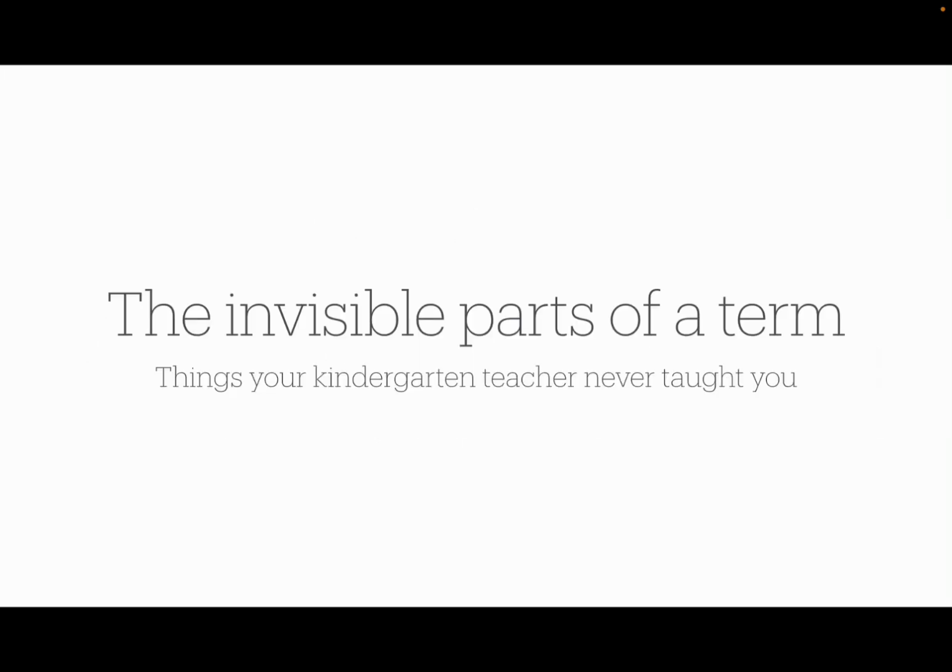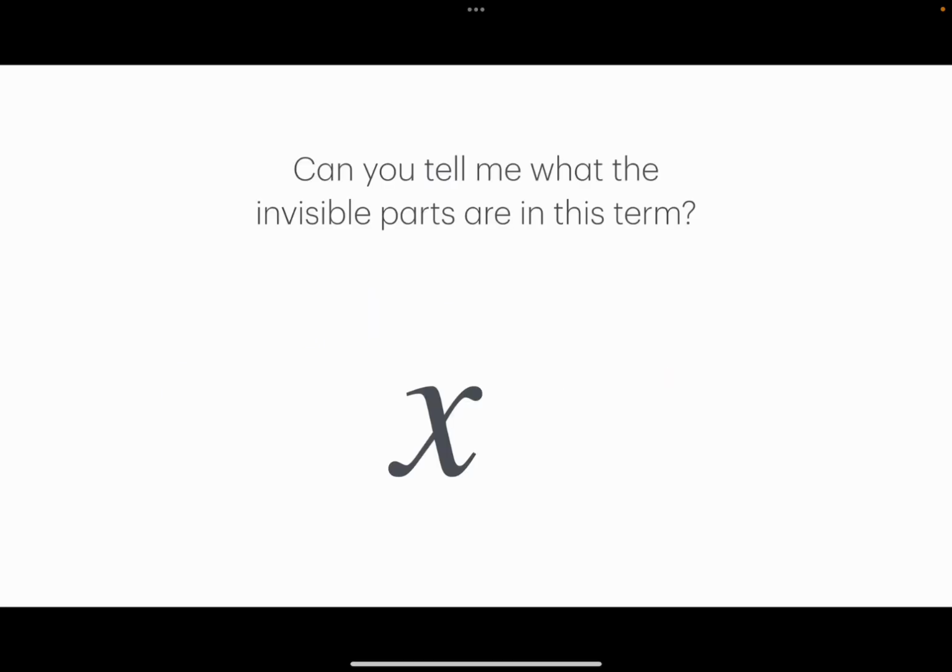Terms have a lot of invisible parts to them, and it's very common for people, when they see the terms, since they don't see the invisible parts, to just assume they're not there. So we're going to go over the parts here that are invisible so that you will know what's there, because they affect how you're going to solve problems. So here is a term. Can you tell me what the invisible parts of this term are?